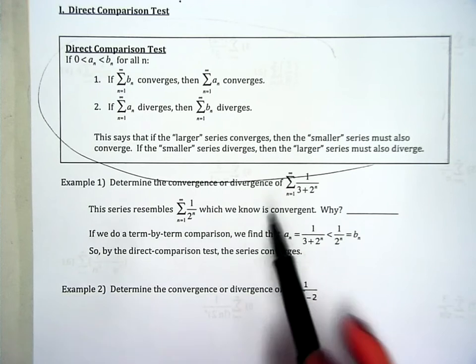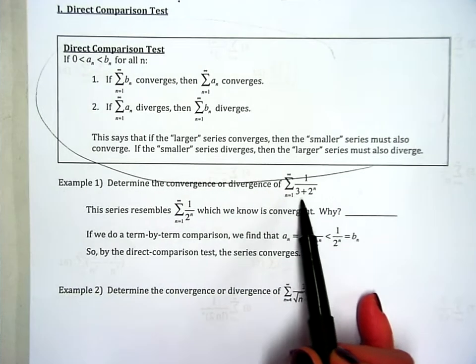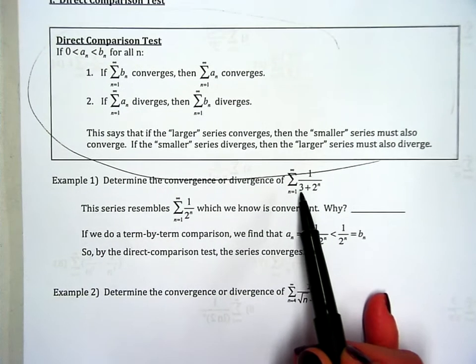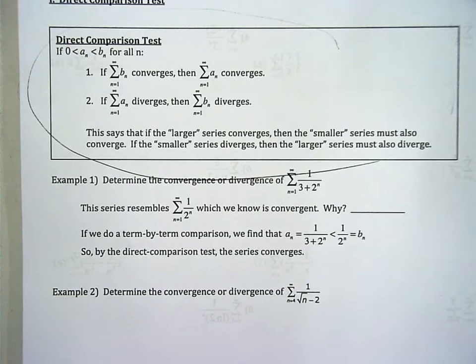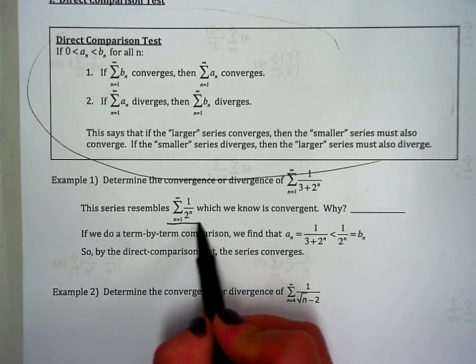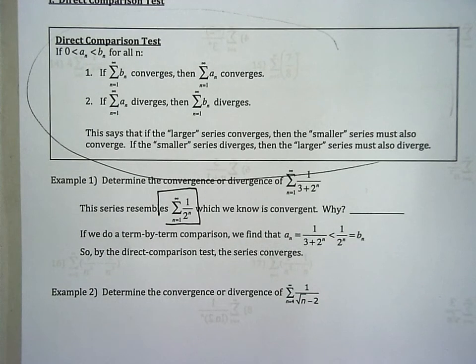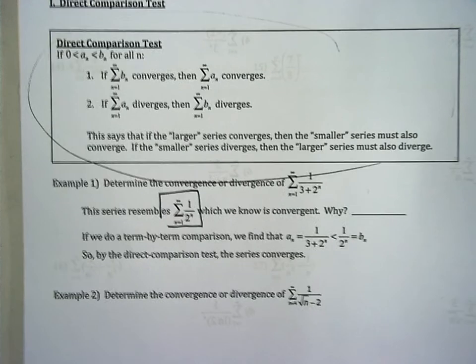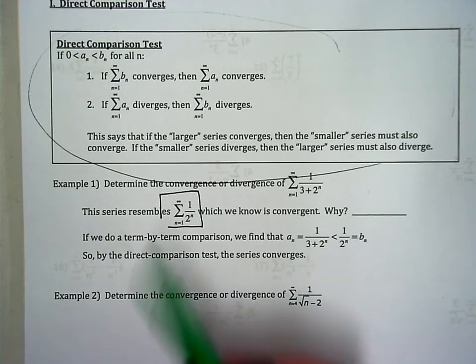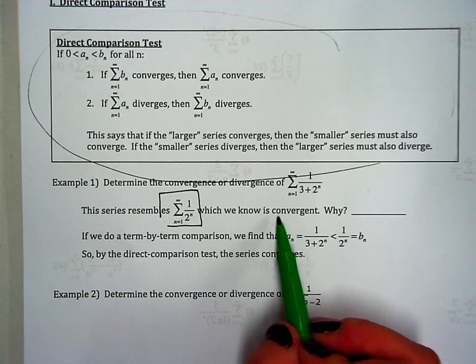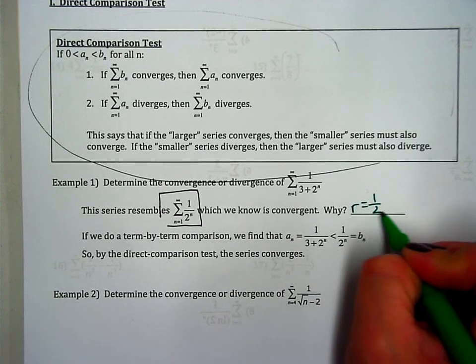So I want to figure out whether this series, sigma 1 over 3 plus 2 to the n, converges or diverges. Now when I look at that series, you want to try to identify a series that resembles it very quickly. And I notice it resembles this geometric series 1 over 2 to the n. It just has an extra 3 plus there. So I can say for sure that this is a series that converges because our r value is 1/2 and it is geometric.